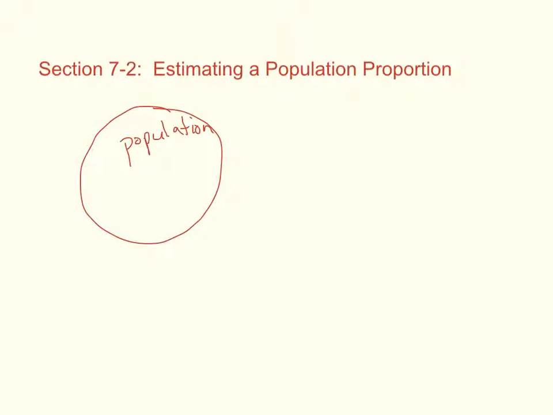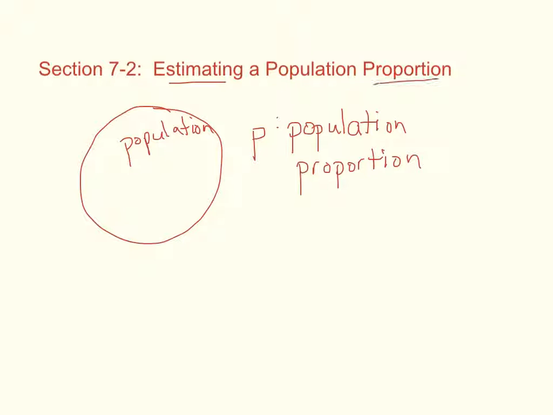And this proportion of the population is denoted with the lowercase p. So lowercase p represents the population proportion. What we're going to try and do is come up with some kind of an estimate of what the actual proportion is of some population given a sample. And that's what we're after.